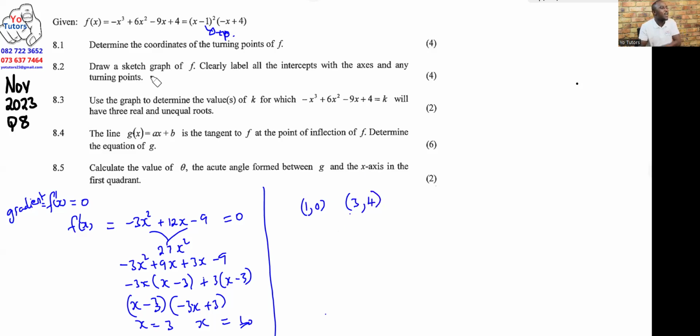That's what we have. Now, the next question is asking, draw a sketch graph of f. Clearly label all intercepts with the axes and any turning points. The good thing is that from our equation, we can deduce the y-intercept, because that value there is a constant and it's the y-intercept.